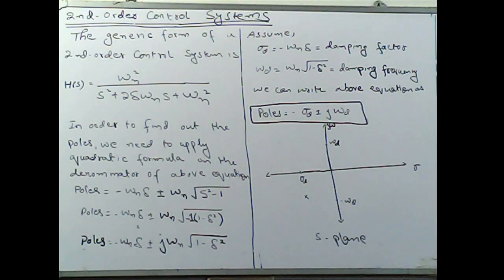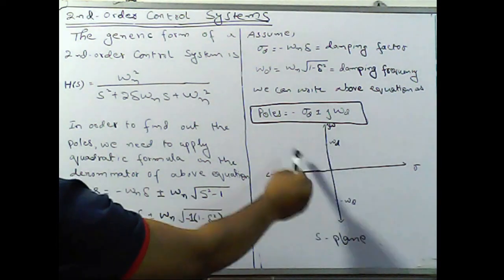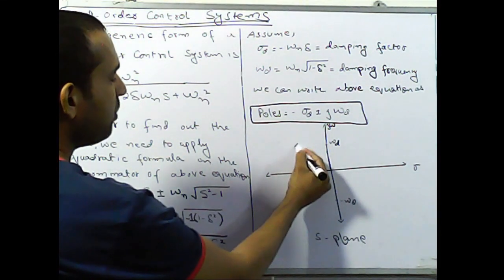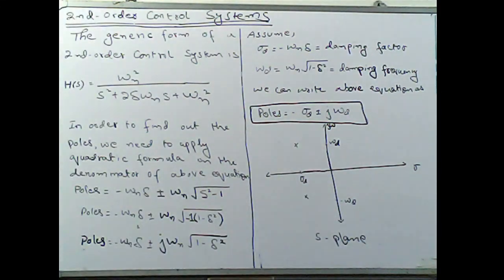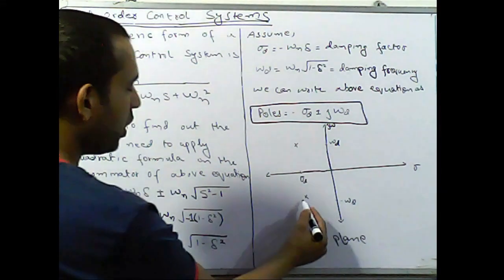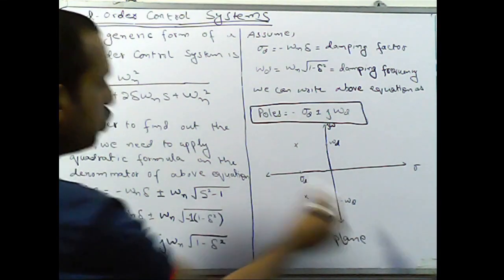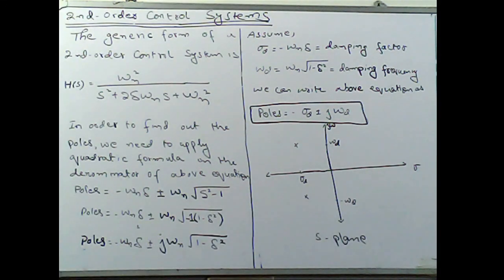Once we have marked sigma d and omega d on this S-plane, we can simply mark our pole. That is, one pole will be at the cross section of these two terms and the other one will be at the cross section of these two terms. In the next step, we'll find out how we can come up with the values of zeta and omega n from the S-plane.